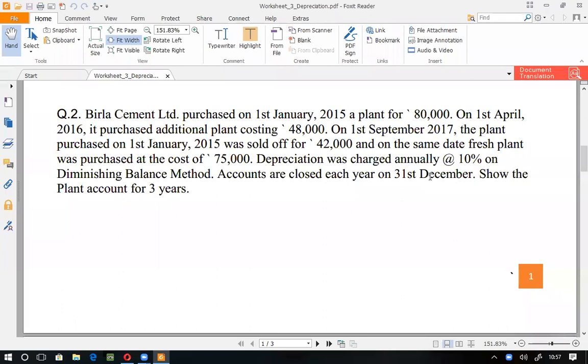Here in the question, the year has started from 1st January 2015 and it is ending on 31 December. This means the organization is following the calendar year, because 1st January to 31 December is our calendar year and 1st April to 31 March is our accounting year. So this organization follows the calendar year. So we have to follow the calendar year in the question. You have to focus on that also.